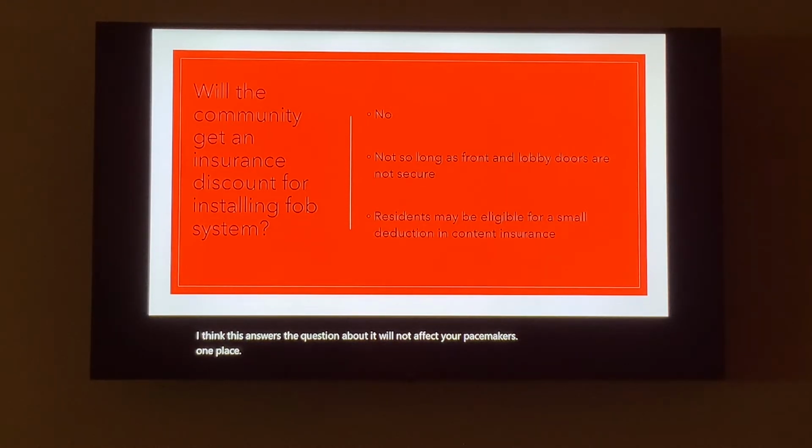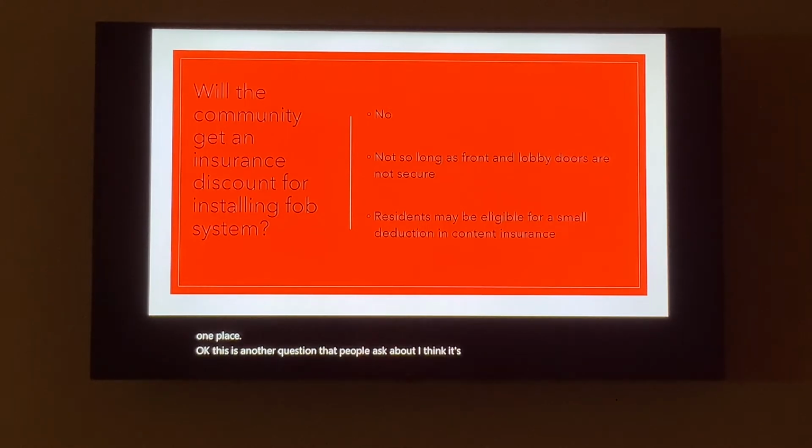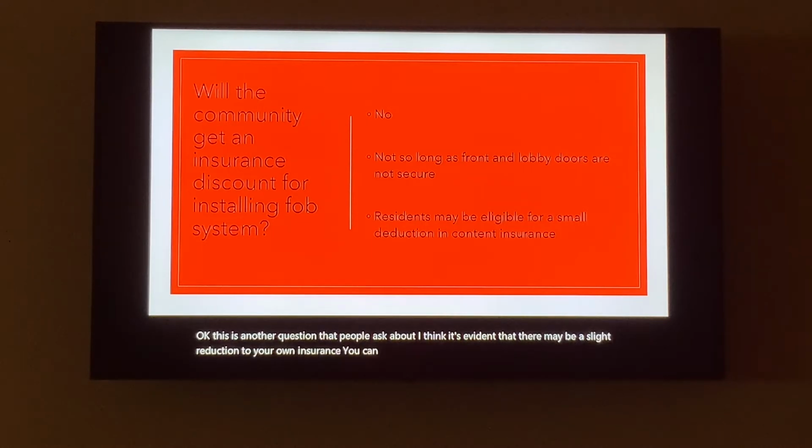Okay, this is another question that people ask about. I think it's evident that there may be a slight reduction to your own insurance. You can address that with your insurance company. But basically, Regency Oaks is not going to have a lower insurance policy or cost. Next.